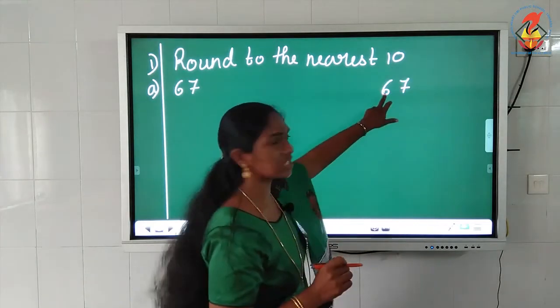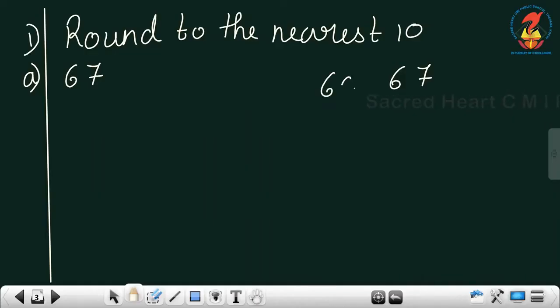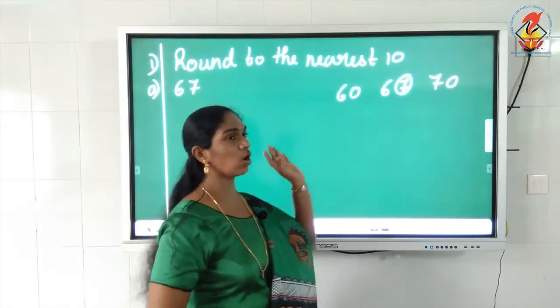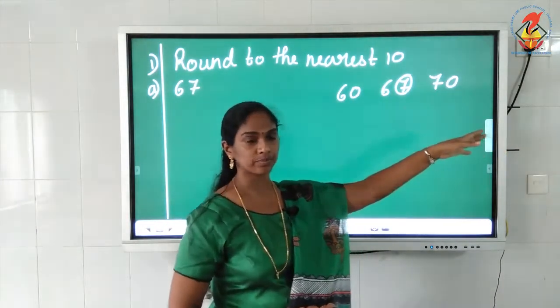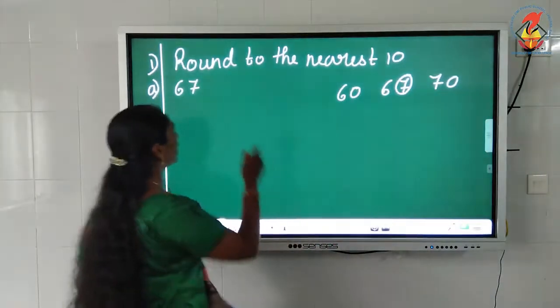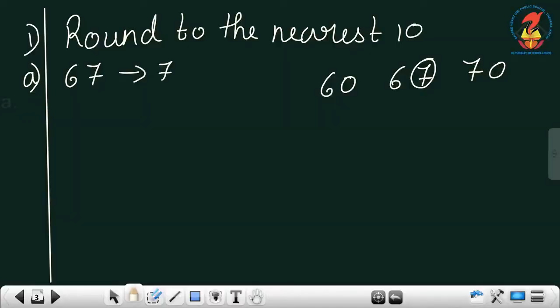67. First digit is 6. So your first 10 is 60. After 6, the next 10 is 70. After 6 you have 7. So the next 10 is 70. So 67 is coming between 60 and 70. Yes. Now you will take the last digit 7. Where will 7 go? Will it go to 60 or will it go to 70? Yes, 7 will go to 70. So 67 is rounded to 70.